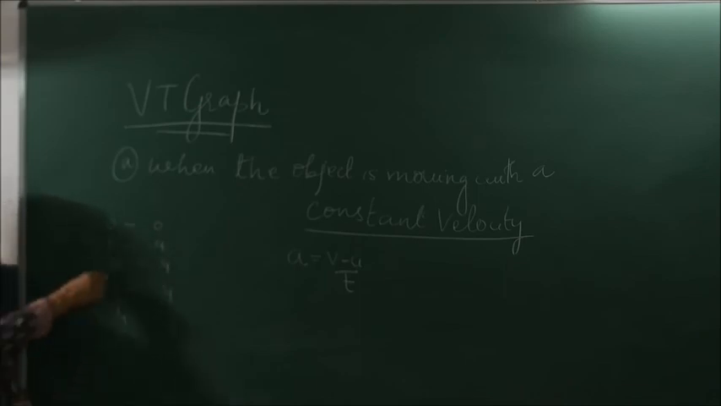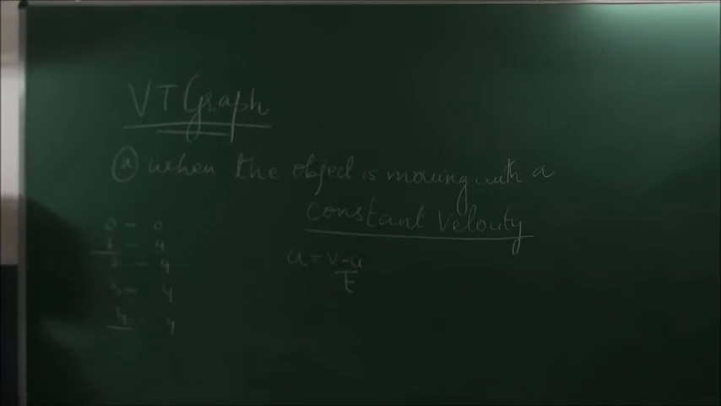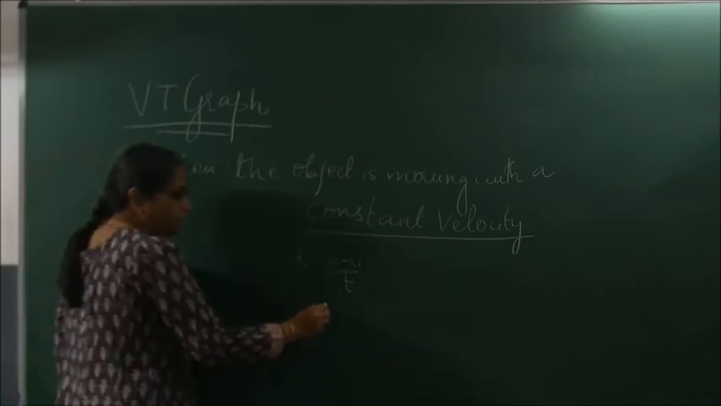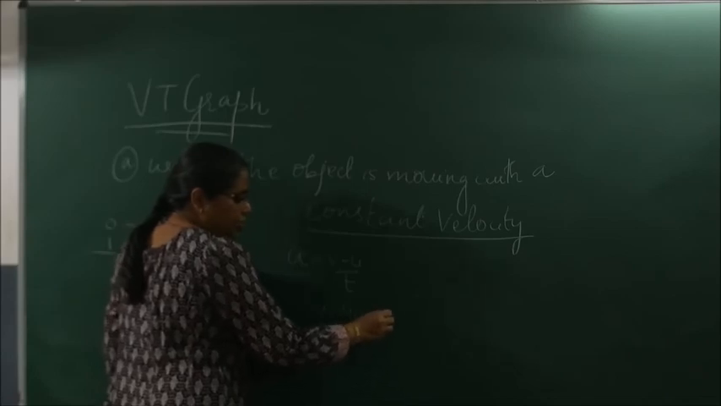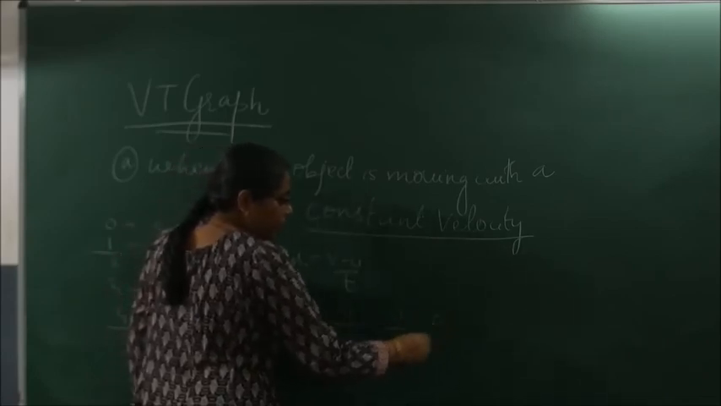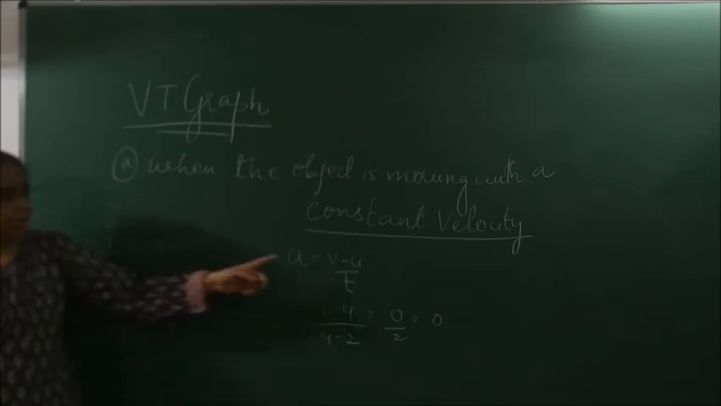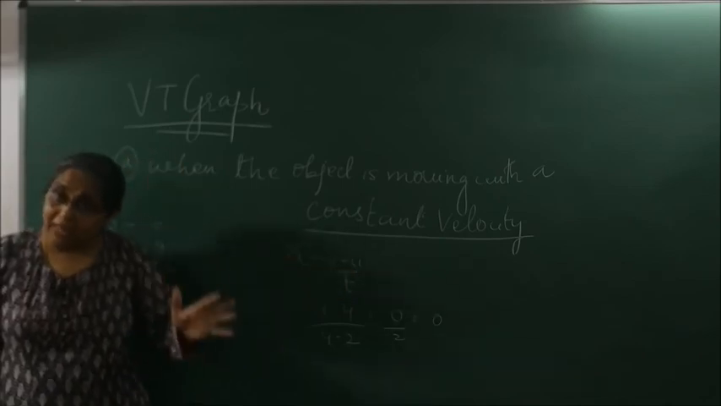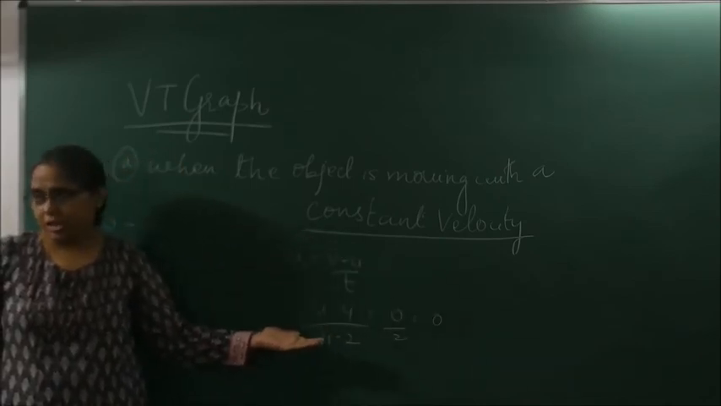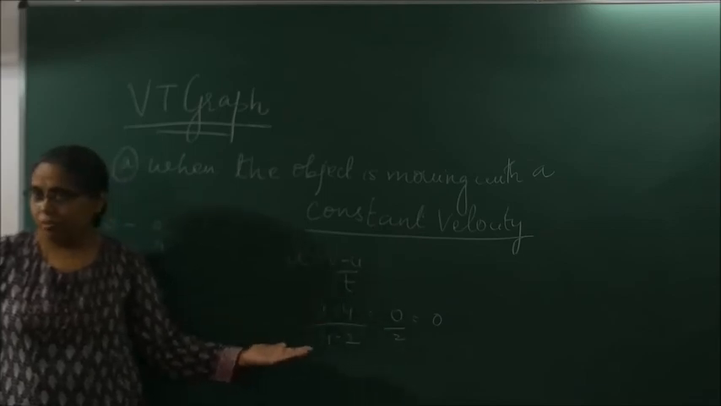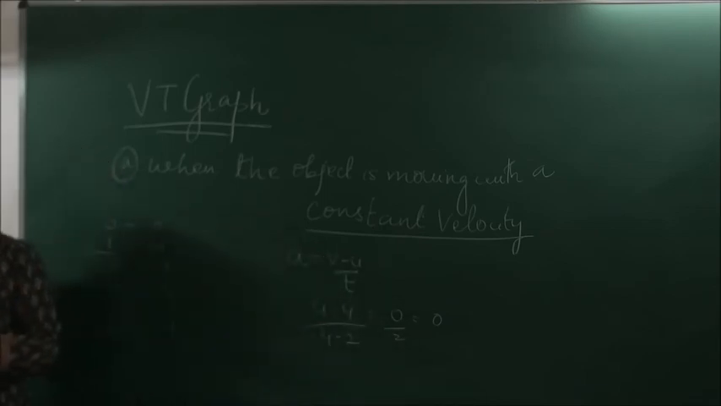So I say calculate the acceleration between 2 and 4. So what will you write? 4 minus 4 by 4 minus 2. So 0 by 2. So acceleration will become 0. If the body travels with a constant velocity, there is no change in velocity. V and u will both be the same, so v minus u will become 0. So the acceleration will be 0. Clear? So there will be no slope. So how will the graph be? Parallel to x-axis.